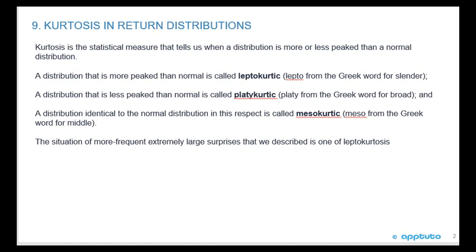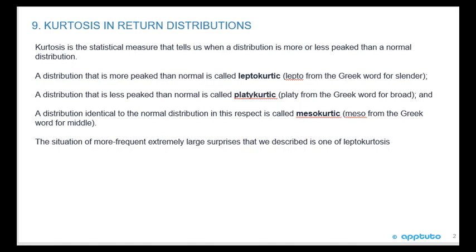than a normal distribution. A distribution that is more peaked than normal is called leptokurtic. Lepto from the Greek word for slender. A distribution that is less peaked than normal is called platykurtic. Platy from the Greek word for broad. And a distribution identical to the normal distribution in this respect is called mesokurtic. Meso from the Greek word for middle.